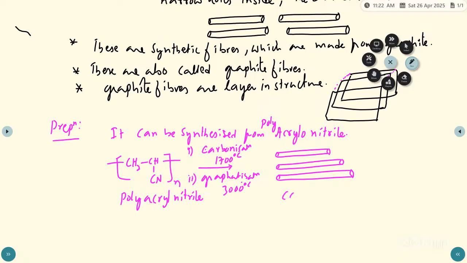And these are carbon fibers. These are carbon fiber. There is a layer structure that contains only the carbons.